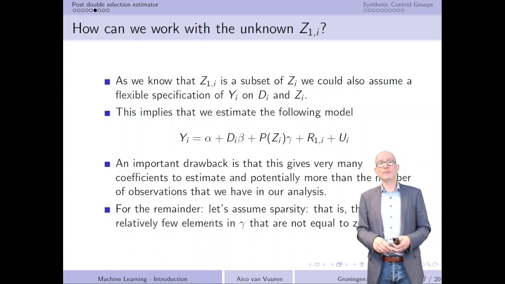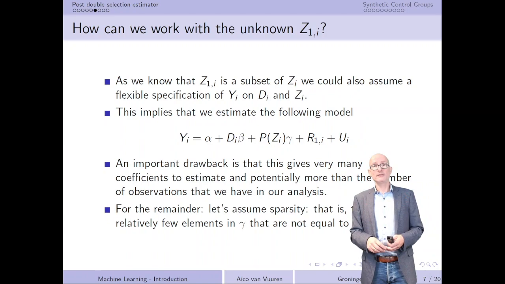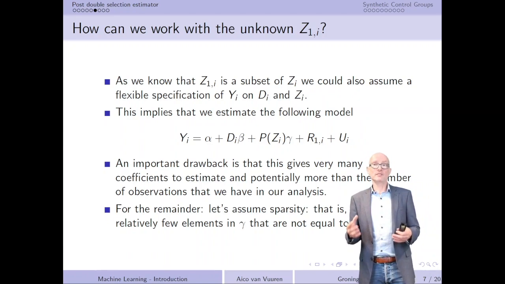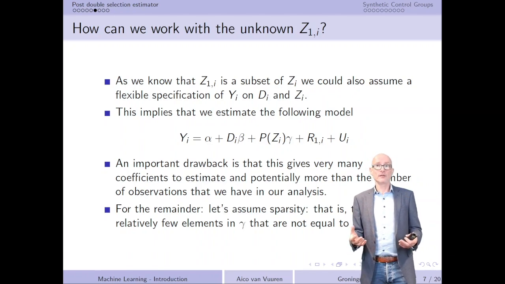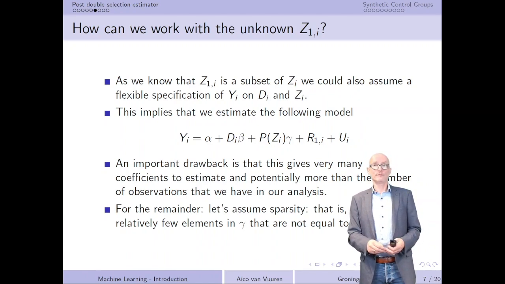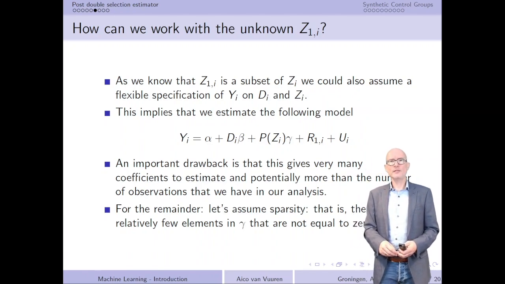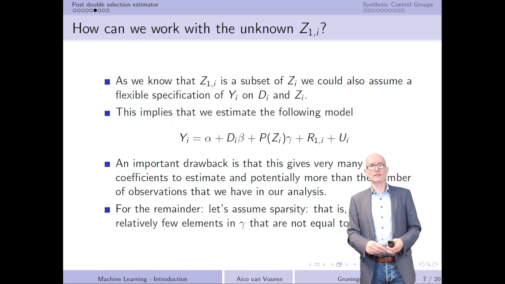That could be problematic because of the fact that in some cases it could even be possible that the number of elements that we're going to have included in pzi is going to be larger than the number of observations that we have. And then ordinary least squares is not even going to work. So the question arises, what are we going to do in this particular case? Well, what we have to do first of all is that we have to make an assumption. And the assumption that I'm going to make is the assumption of sparsity.